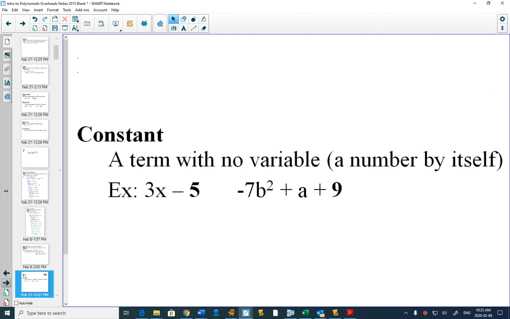Next definition. A term with no variable is called a constant, or the constant term. I've bolded them in your notes, but maybe you want to circle them as well.